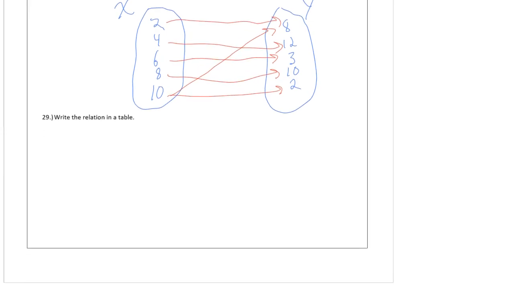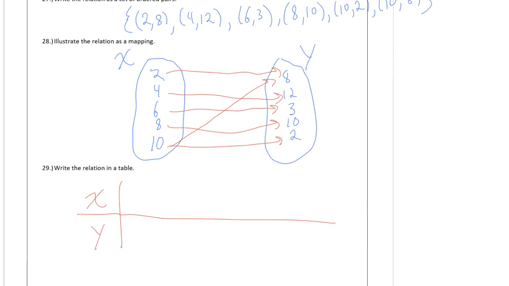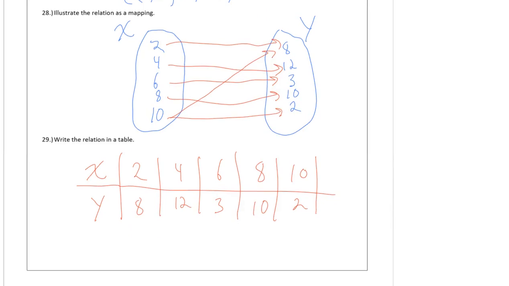And then lastly, writing it as a table. Here we just have our x and then our y. So I'm just going to, again, match those up here. So writing them vertically, I have 2 and 8. 4 and 12, 6 and 3, 8 and 10, 10 and 2, and then here we actually do write it twice just because that's how the table functions, so I have then 10 and 8.